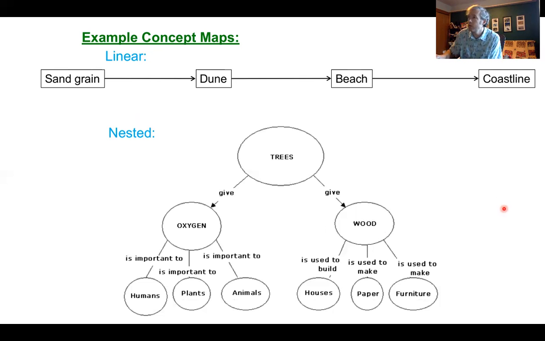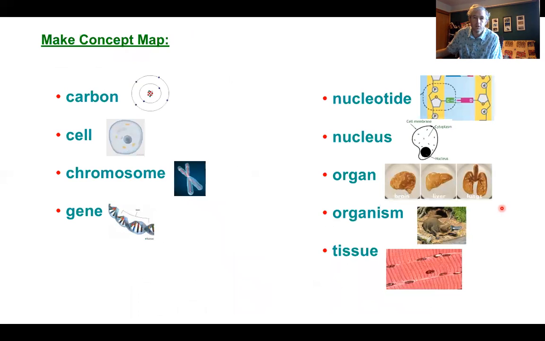What we're going to try and do now is actually make a concept map for genetics and essentially molecular biology. So I want you to just take a minute, or take 2 minutes on your own, and we'll make a concept map where we've got carbon, cell, chromosome, gene, nucleotide, nucleus, organ, organism, and tissue. What I want you to do is arrange these different factors starting at the smallest, going to the largest, okay? And I'm just going to time it on my watch. I'll just give you a minute to do that.